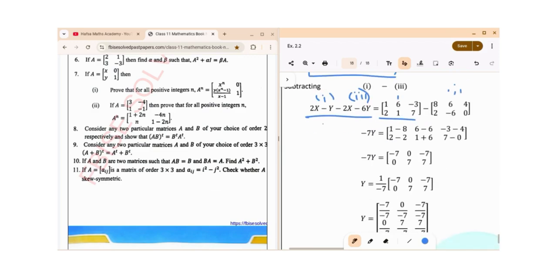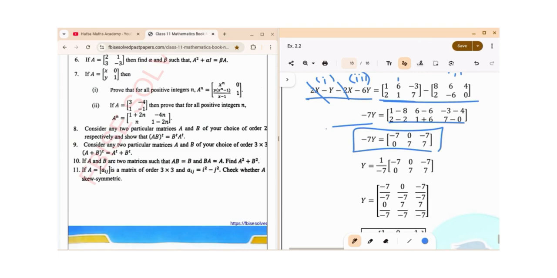After subtracting it, you can see that 2x and 2x canceled out with each other. It's negative, that one's positive. Minus y and minus 6y. Minus into minus is minus, but it's a plus operation. So minus 7y. Then you do the working of your matrices, and you are left with this. Okay? Now, after you're left with that, we have to find out y matrix separately, right? So we are just going to take this minus 7 and throw it onto the other side.